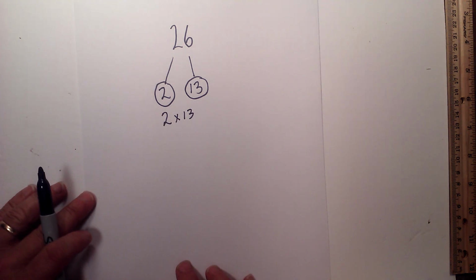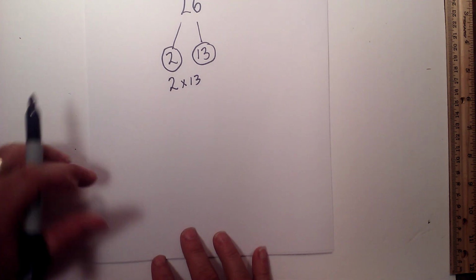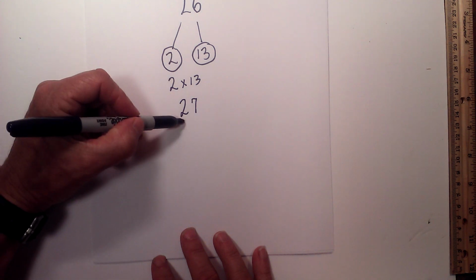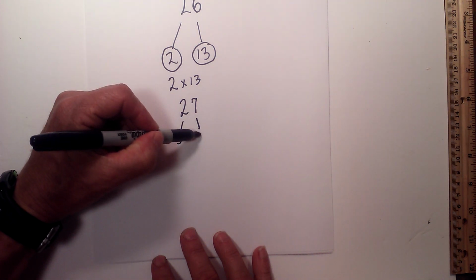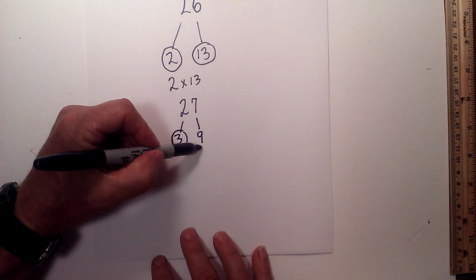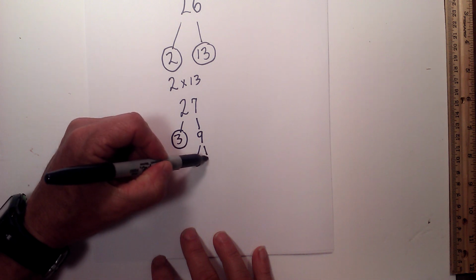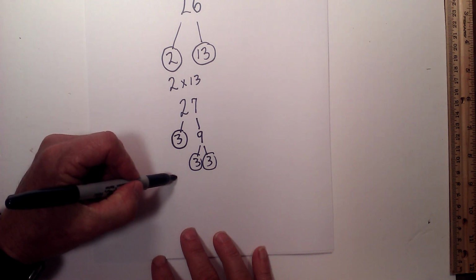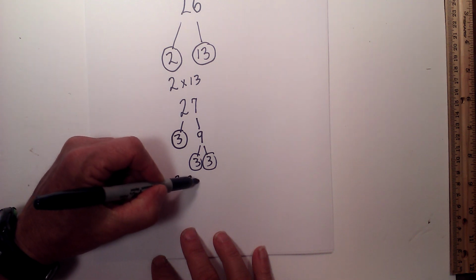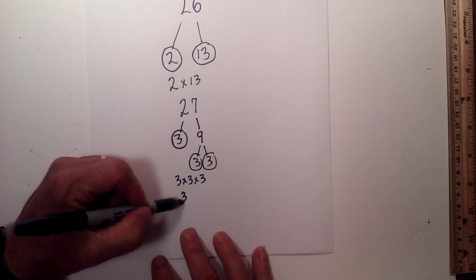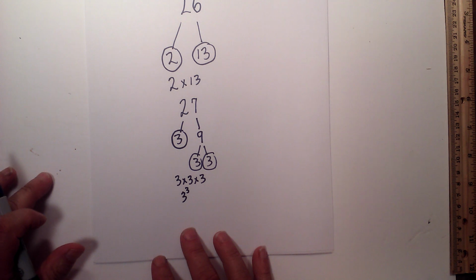Okay. Next, let's look at 27. And so 27 and the prime factorization, I will start with 3 times 9 equals 27. I will circle 3 because it is prime. And then 3 times 3 is equal to 9. I will circle both of them because they are prime. So it is 3 times 3 times 3. Or you can go 3 cubed would be the prime factorization of 27.